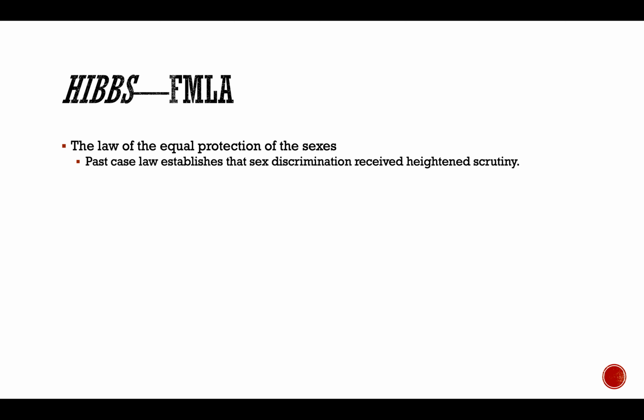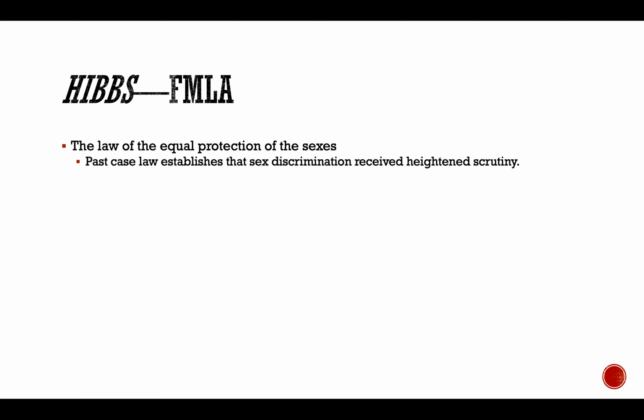So as the court tells us here when they are reviewing the law on page 1000, past case law establishes that sex discrimination receives heightened scrutiny. And you can see this is the very last paragraph on page 1000, where the court cites two cases, Craig versus Boren and United States versus Virginia. Both of these cases hold that whenever a state discriminates against an individual based on his or her sex or gender, the court uses those terms interchangeably, then that discrimination is going to be subject to what the court here calls heightened scrutiny or sometimes intermediate scrutiny.